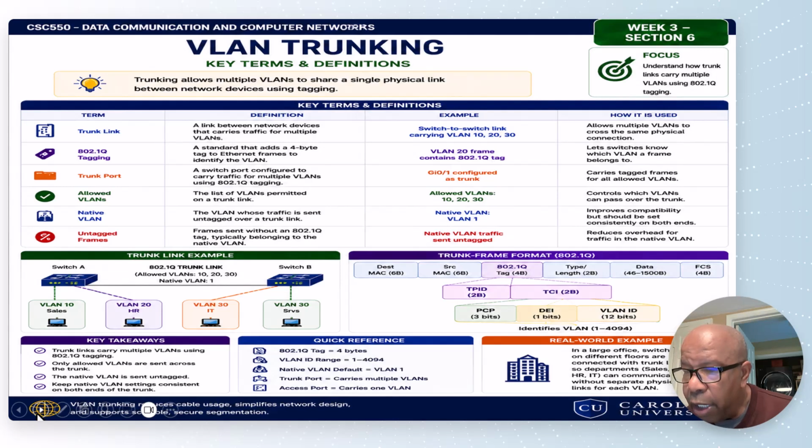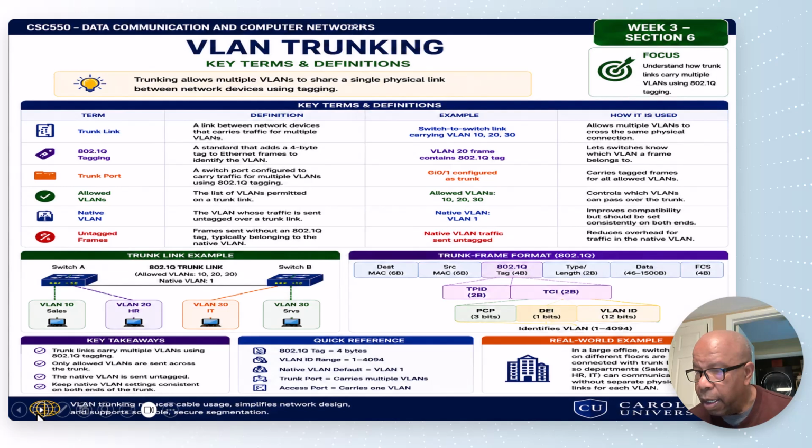So the key takeaways with VLAN trunking: trunk links carry multiple VLANs using 802.1Q tagging. The tagging is basically how I put tags on various components so that I know they go down a given trunk. The native VLAN is sent untagged. Keep native VLAN settings consistent on both ends of the trunk.